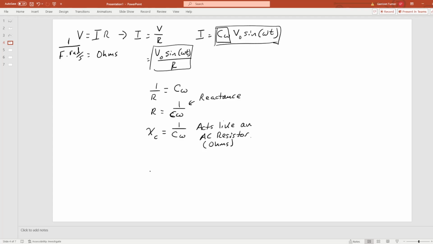So, with that in mind, if I think of my RMS voltage and RMS current, then I RMS is equal to my RMS voltage divided by what we call capacitive reactance. So this chi sub C is my capacitive reactance, and it acts just like resistance does.